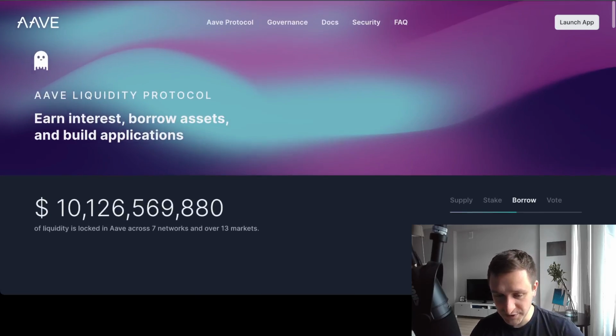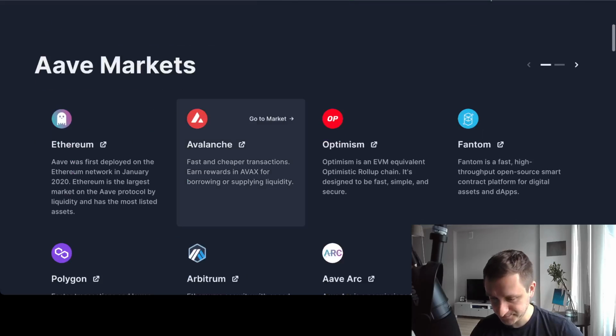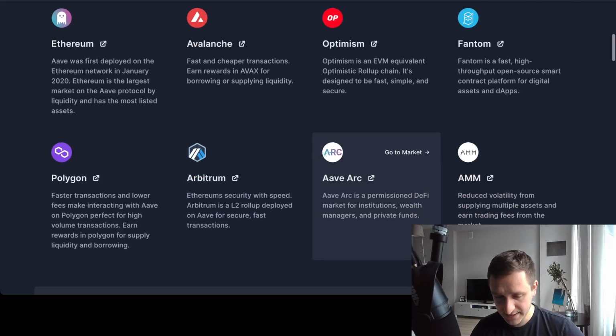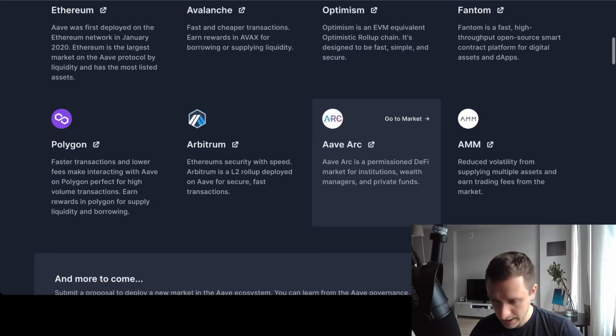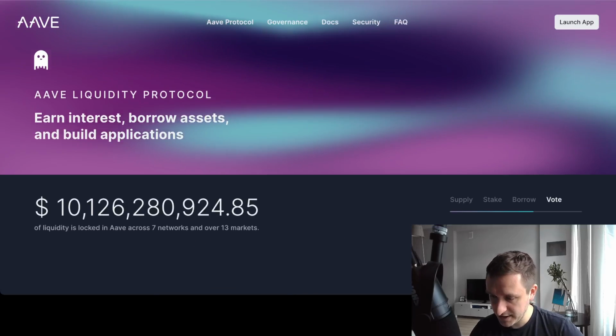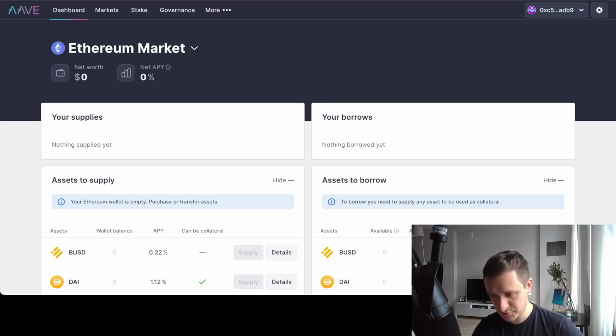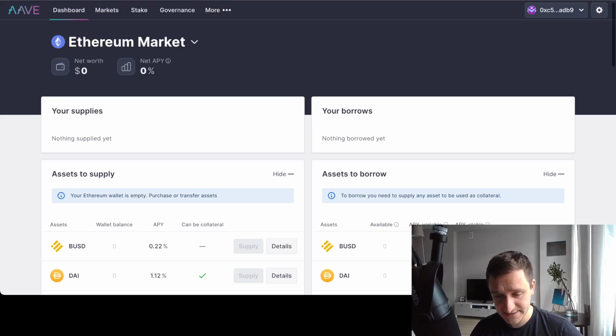Basically, there's a docs, you can read everything. Everything is transparent here. A bunch of networks you can use. So for example, Ethereum is the main one, but you have a bunch of layers too as well, which is pretty cool. And once you click launch app and agree to the terms, you'll be taken to the application, and that's it. Aave is really easy.